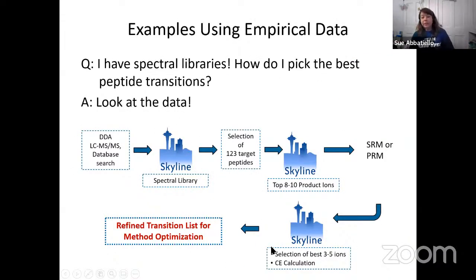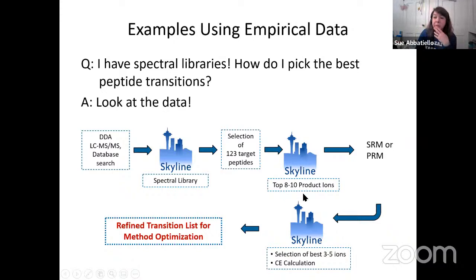So here's where we can go into some examples of how to use Skyline: data dependent, running a database search and identifying peptides, and then generating that spectral library in Skyline. So this is kind of what we did with the plasma data set that you should be able to download. From here, we can select a certain number of targets based on what we want to track in a number of samples and go through and refine this process.